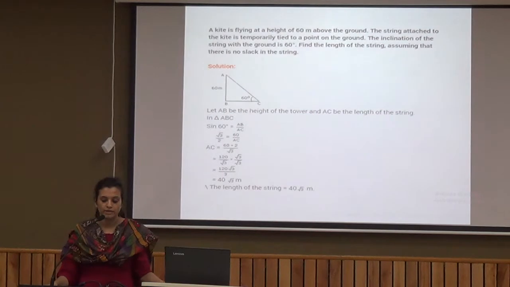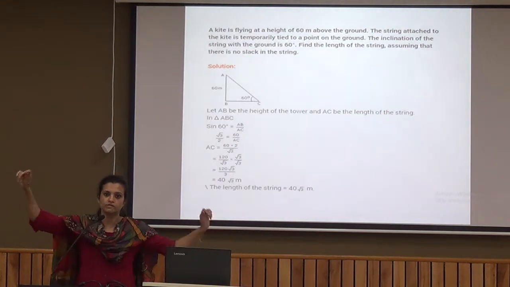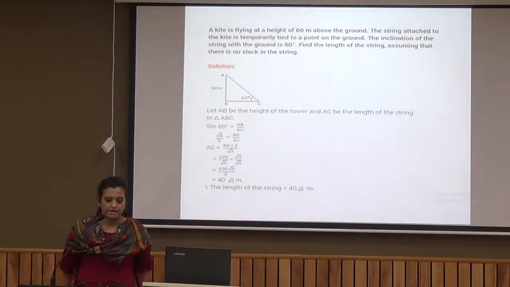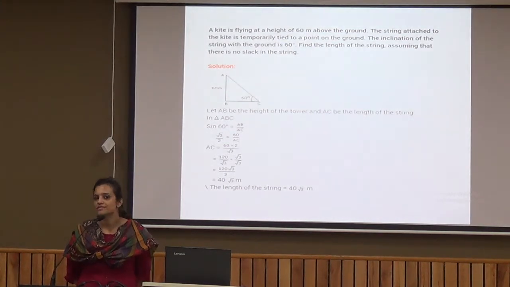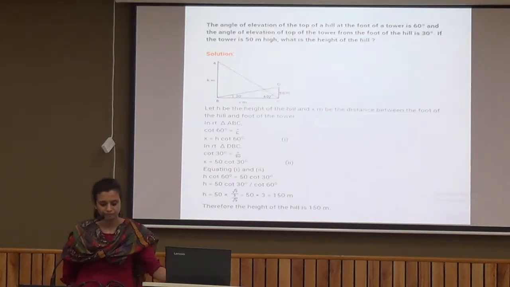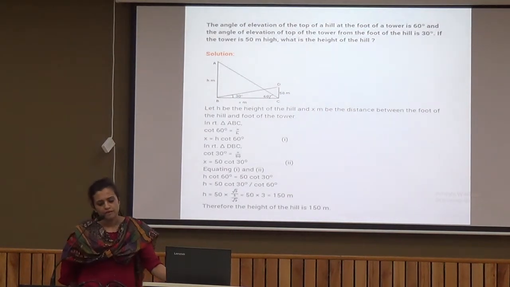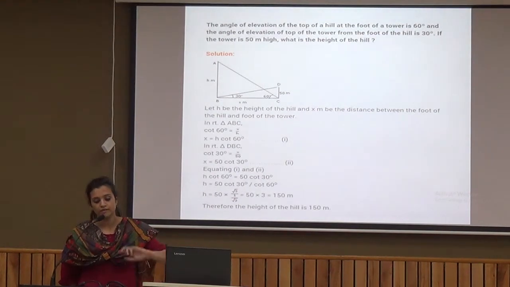Find the length of the string, assuming there is no slack in the string. No slack in the string means the string is straight and taut. Let AB be the height of the kite. In the same way, AC is the length of the string. We're going to use sine 60 is equal to AB upon AC. And finally, the answer turns out to be 40√3 meters. Now let's come to a little more complicated example. The angle of elevation of the top of a hill at the foot of a tower is 60 and the angle of elevation of the top of the tower from the foot of the hill is 30.